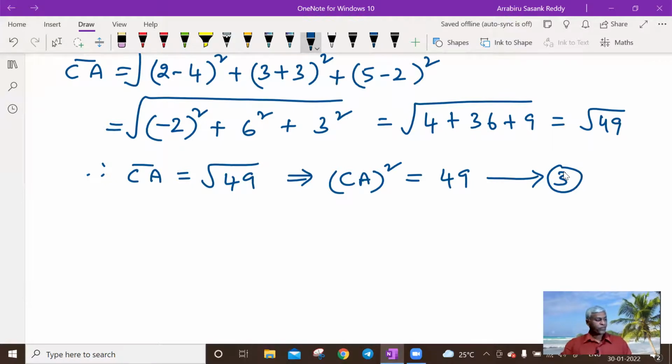Now we have to prove that this is a right angled triangle. For a right angled triangle, we use Pythagoras theorem. Now, by Pythagoras theorem, we prove that if the sum of the squares of any two sides is equal to the square of the third side, then it is a right angle triangle.